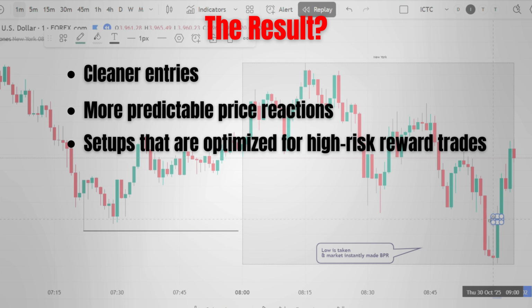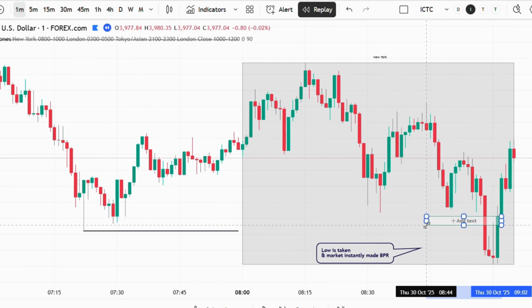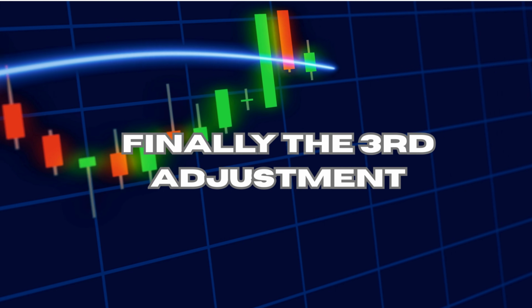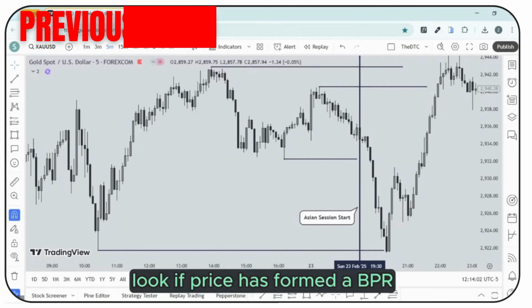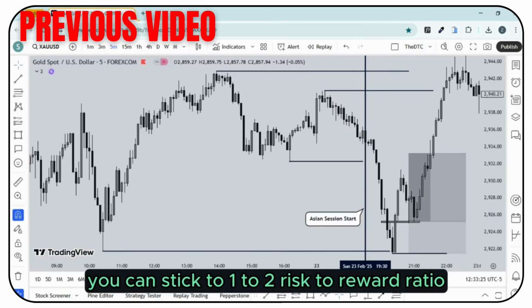Especially on gold, where these ranges really matter. This one tweak alone increases your precision and gives you confidence in every trade you take. Finally, the third adjustment, and this one is a game changer: instant BPR entries. In the previous videos, we were waiting for the price to touch the high or low of the session range and then taking any BPR that formed afterward.